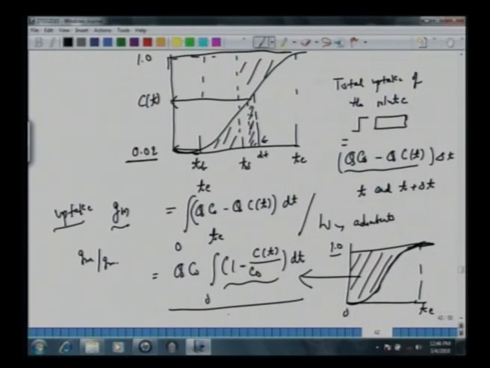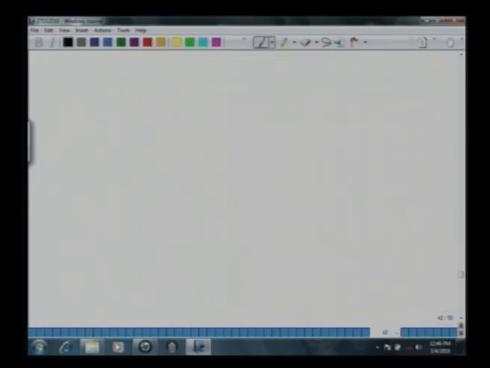Now if we know this total uptake, then on the same argument one can calculate how much of the amount has been absorbed at the breakthrough time. If we denote it by WB, this should be the same as Q into C0, integrated from 0 to TB instead of TE, of 1 minus C over C0 into dt. So we can draw the curve here.